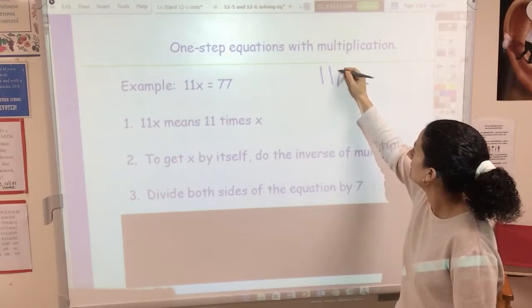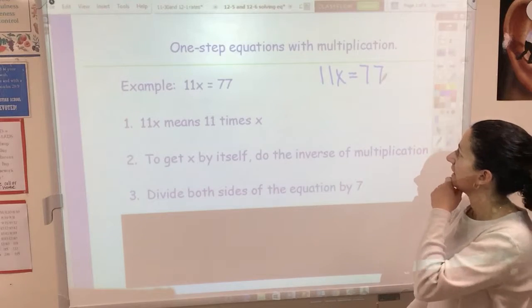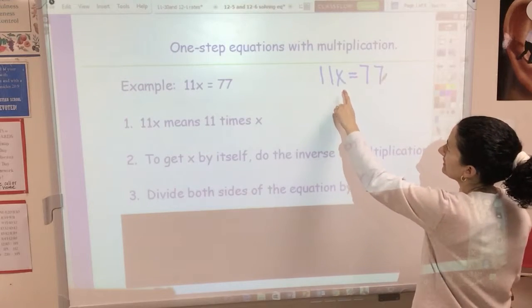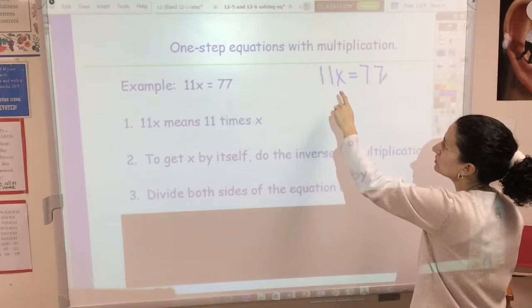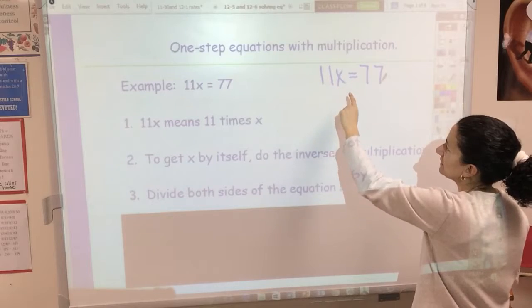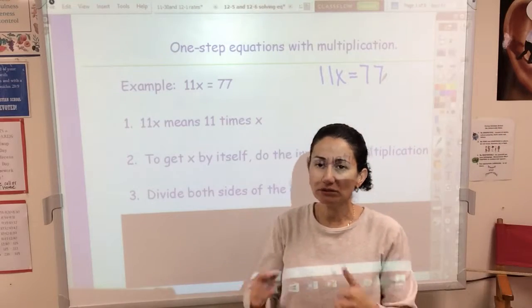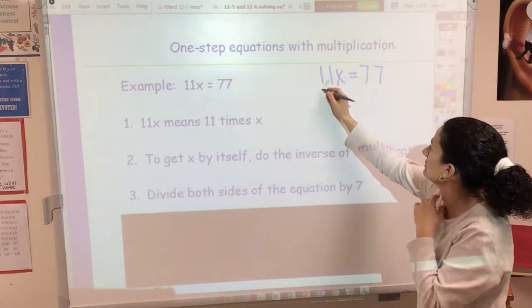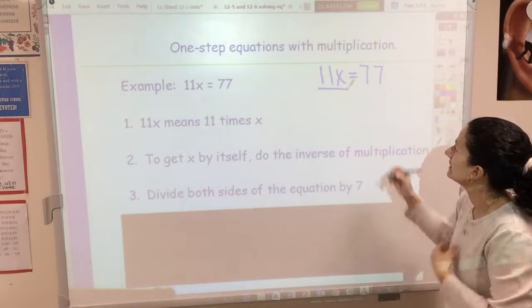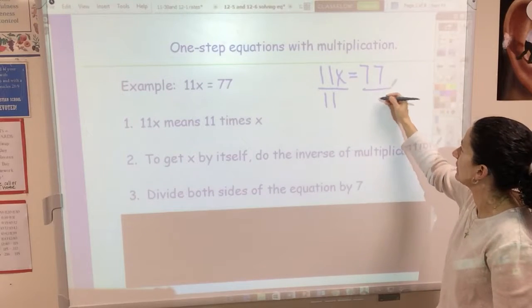So 11 times x equals 77. The way we show our work here is we're going to try to isolate x, which means we're going to move the 11. In order to move the 11, I'm going to do the opposite of multiplication, which is division. In algebra, we don't use the little division sign anymore. In algebra, we use the fraction bar to show division. So I'm going to divide by 11 and do the same thing to the other side.